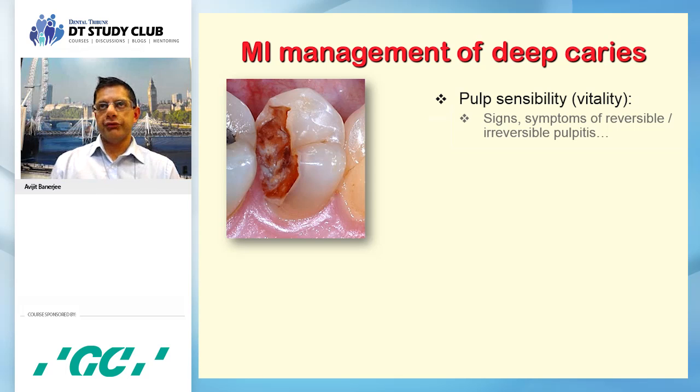I think the most important one is the vitality or sensibility of the pulp. We must take proper histories to appreciate the signs and symptoms of an acute pulpitis, or reversible or irreversible pulpitis. If the pulp is still giving symptoms and signs that it may still be vital, then it's worth trying to save the dentine pulp complex. It is a very resilient tissue and it should be given the opportunity to try to heal itself.